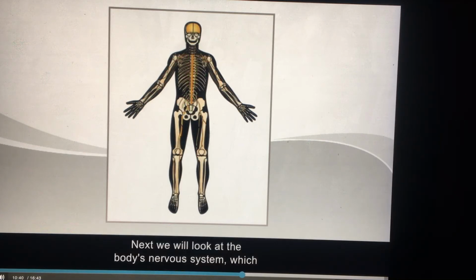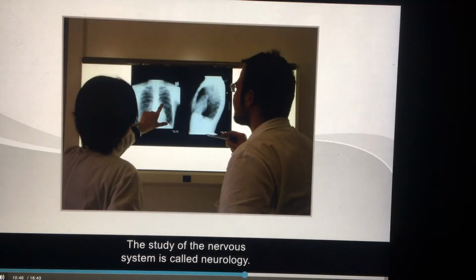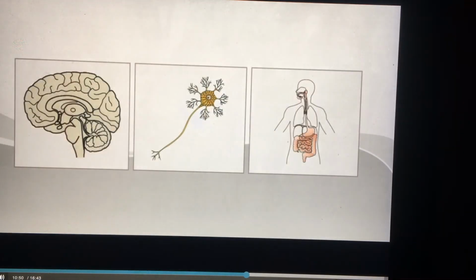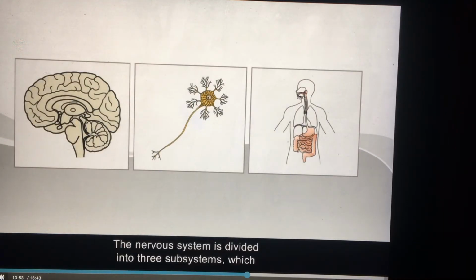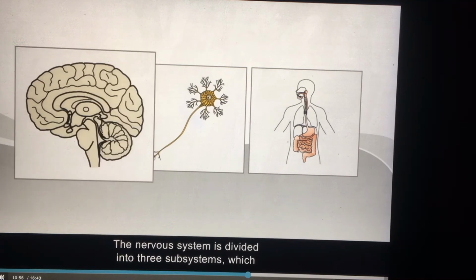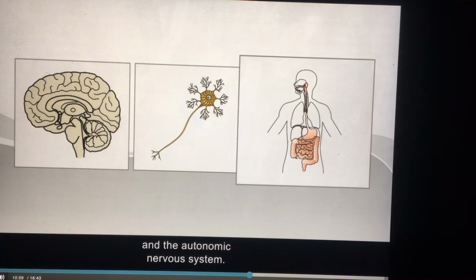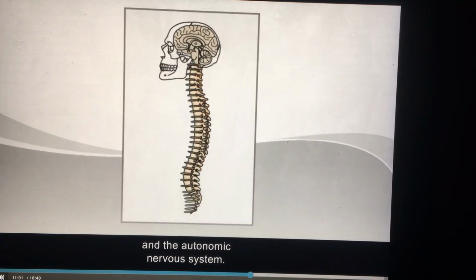Next, we will look at the body's nervous system, which coordinates and controls the overall operation of the human body. The study of the nervous system is called neurology. The nervous system is divided into three subsystems, which are the central nervous system, the peripheral nervous system, and the autonomic nervous system. The primary components of the nervous system are the brain, spinal cord, and nerves.